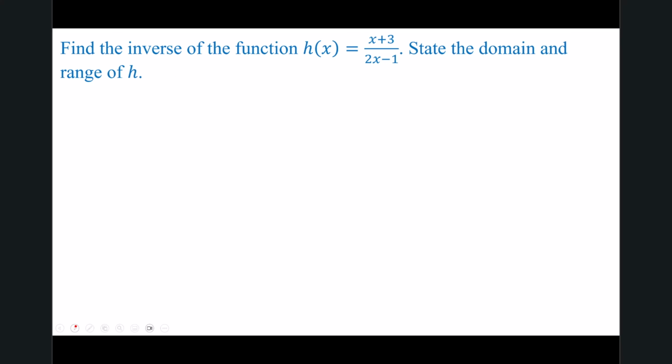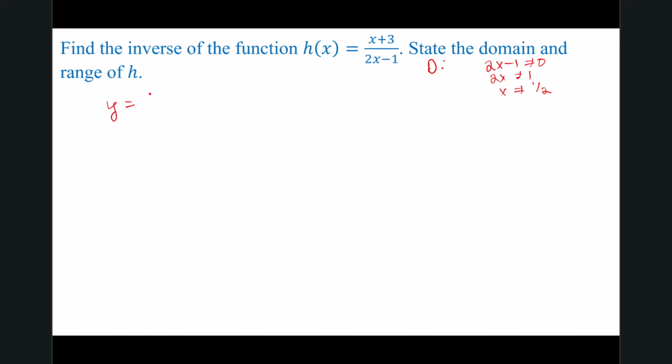Let's try another example. Find the inverse of the function h of x equals x plus 3 over 2x minus 1, and then state the domain and range of h. Well, the domain of h, we can find that. We know that 2x minus 1 cannot be 0, so 2x cannot be 1, and x cannot be 1/2. Now let's find the inverse.